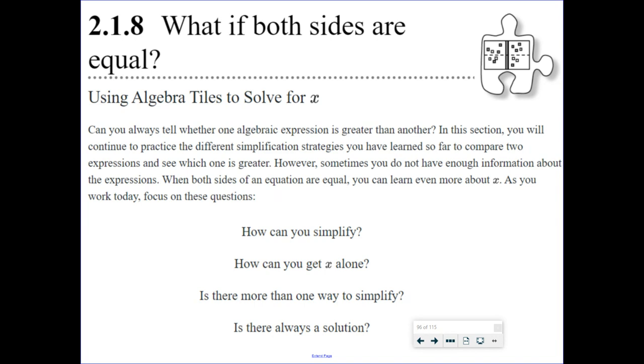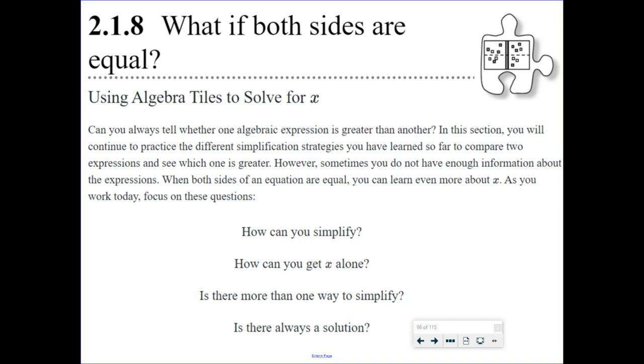these, okay? Can you always tell whether one algebraic expression is greater than another? In this section, you will continue to practice the different simplification strategies you have learned so far to compare two expressions and see which one is greater. However, sometimes you do not have enough information about the expressions. When both sides of an equation are equal, you can learn even more about x. As you work today, focus on these questions.